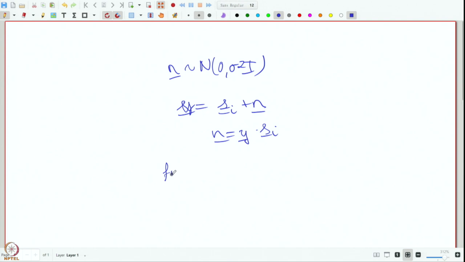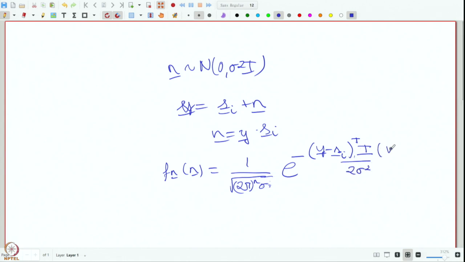So f_N(n) is 1 by (2 pi)^(n/2) times sigma^n. I'm going to ignore this part because it's a constant, times e to the power minus, now instead of n, I'm going to write (y minus SI) Hermitian or transpose, depending on real or complex, for now let me write transpose, times C_N inverse, that is I upon sigma square, times (y minus SI). So this is essentially what you have, and this is the likelihood function also, because I have substituted for n in terms of these, and I want to maximize this.